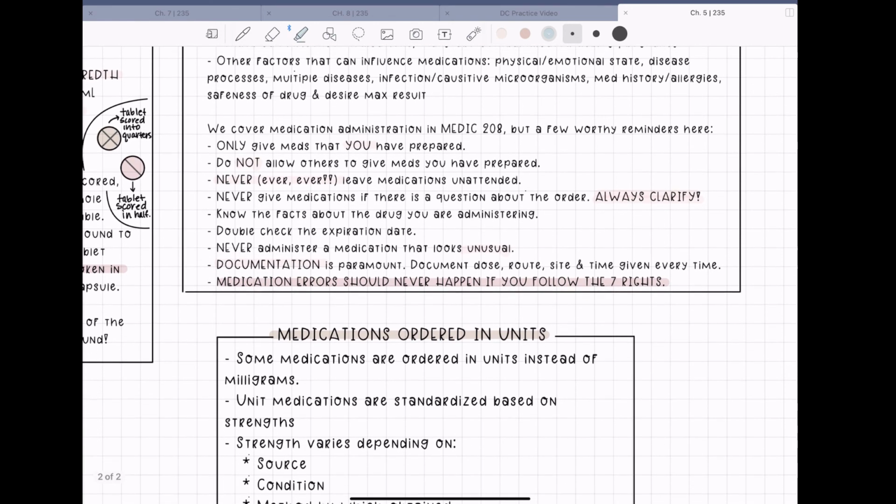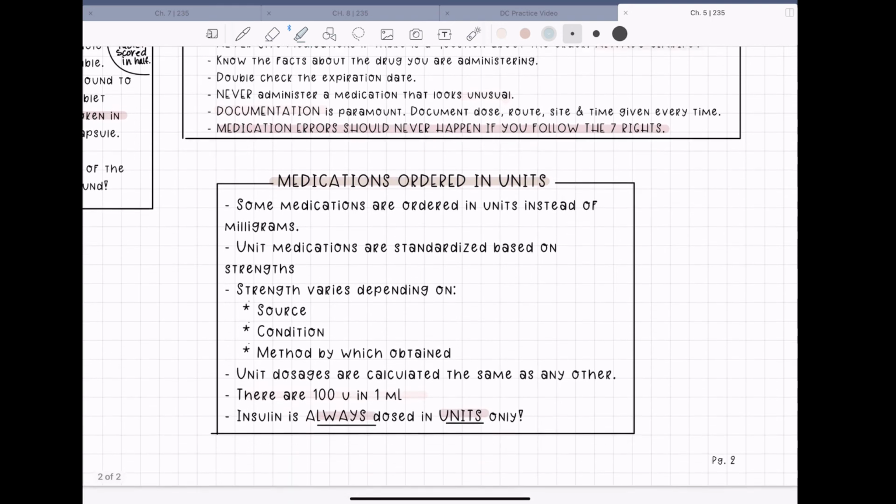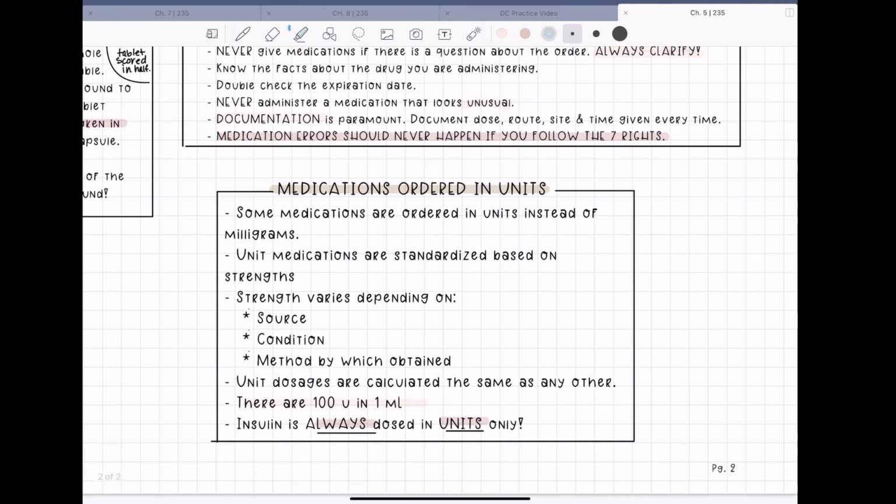Documentation is paramount. If you don't document, it did not happen. So make sure that you document the dose, the route, the site, and the time given every single time. Medication errors should never ever happen if you follow the 7 rights. We cover the 7 rights extensively in Medic 208, but if you follow those 7 rights, then you should not commit a medication error. Medication errors are dangerous to your career, and more importantly, dangerous to a patient. It can be life-ending if it's severe enough. So always do what you can to take care of business and do things the right way.